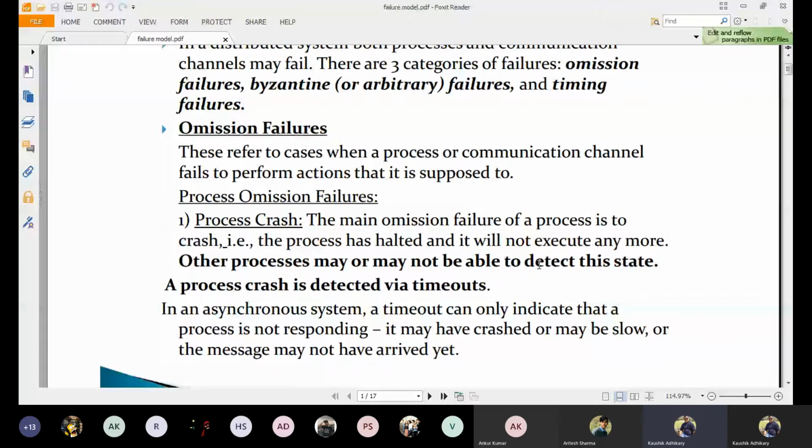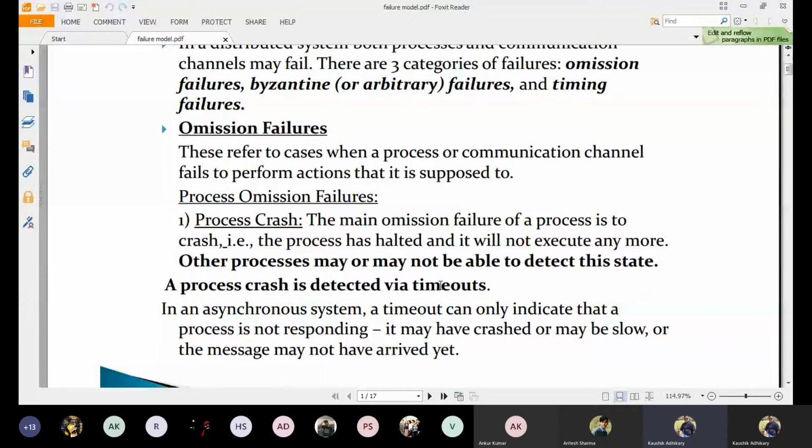I had discussed asynchronous systems in the interaction model. In an asynchronous system, we don't have any time limit. At any time any message can reach the receiver, at any time the receiver can send a response, or at any time the sender can send its message. So a process crash is detected via timeouts.